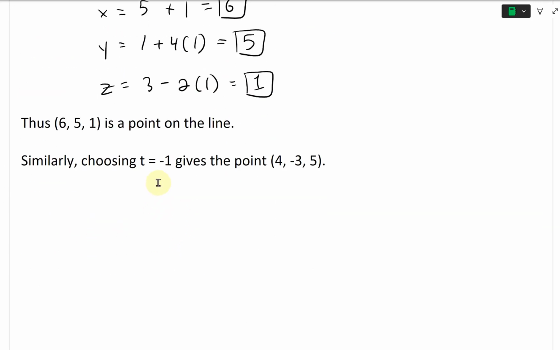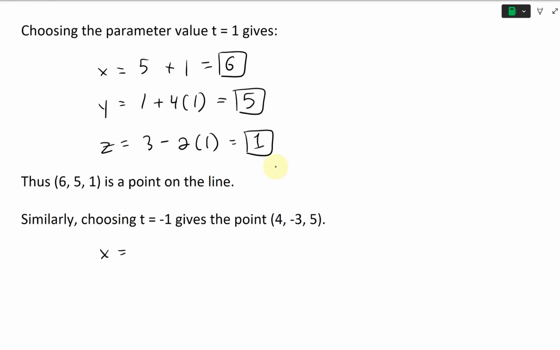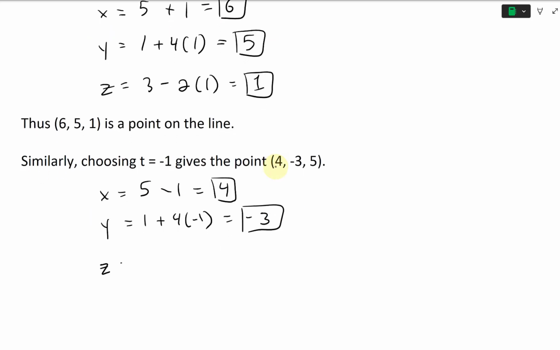And similarly, choosing t equals -1 gives the point 4, -3, and 5. And we could see that here. So x equals 5 minus 1. That equals 4. That's correct. And the next one, y is equal to 1 plus 4 times -1. That's going to be 1 minus 4. That equals -3. That's correct. The next one is z equals 3 minus 2 times -1. That's going to be minus a minus, which becomes a plus 2, so that equals 5. It's amazing. 4, -3, and 5.